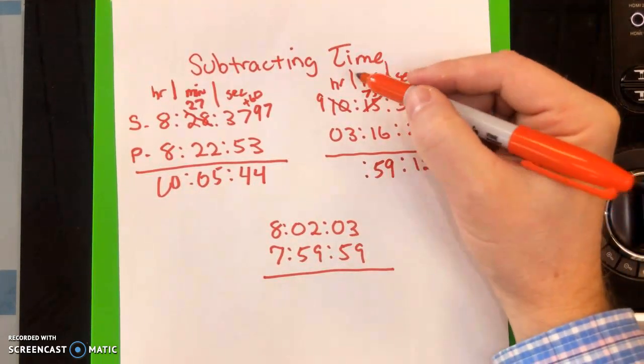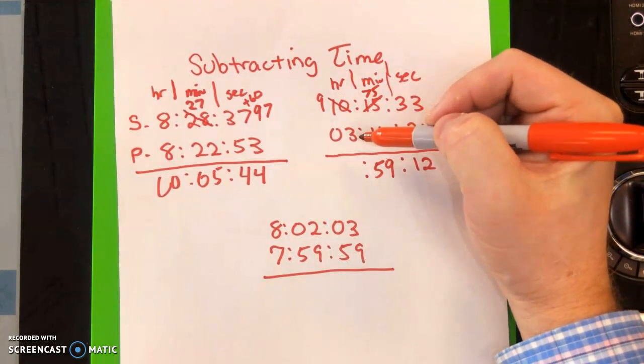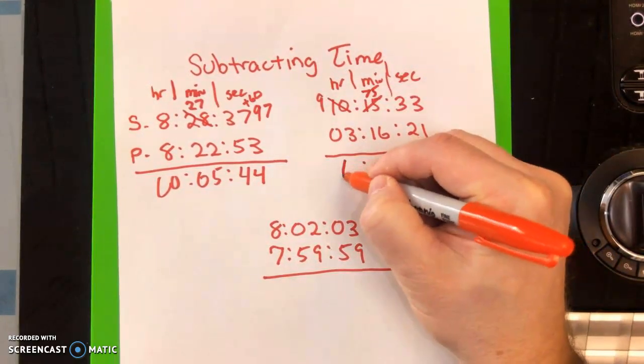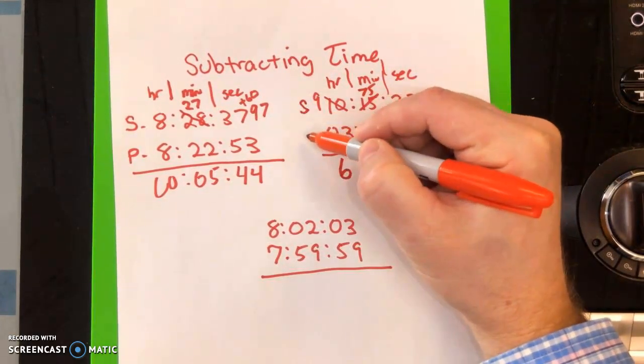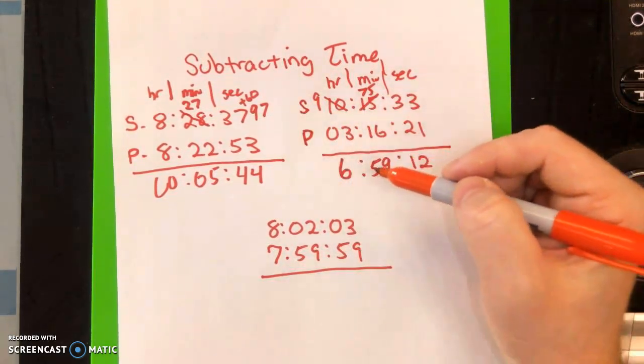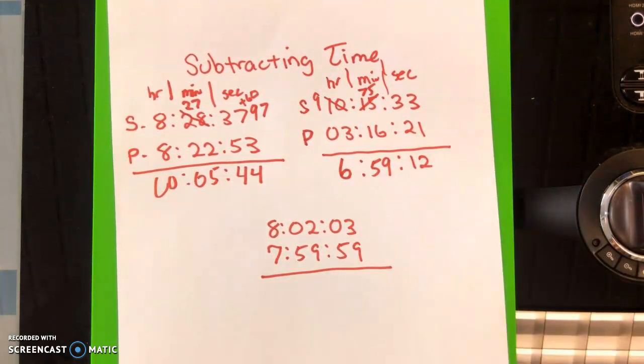Okay, lastly, we're going to take a look at our hours. In our hours, we have 9 hours minus 3 hours, which we can do, and that gives us a 6. So the difference, again, S wave's always on top, P wave's always on the bottom. The difference in time is 6 hours, 59 minutes, and 12 seconds.